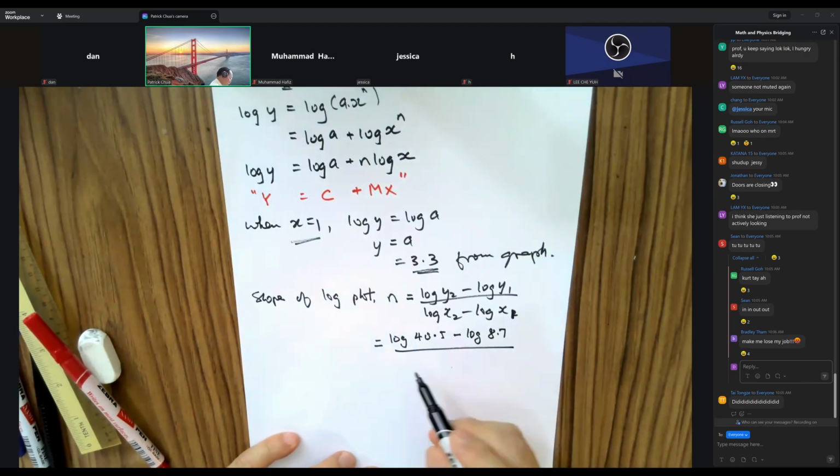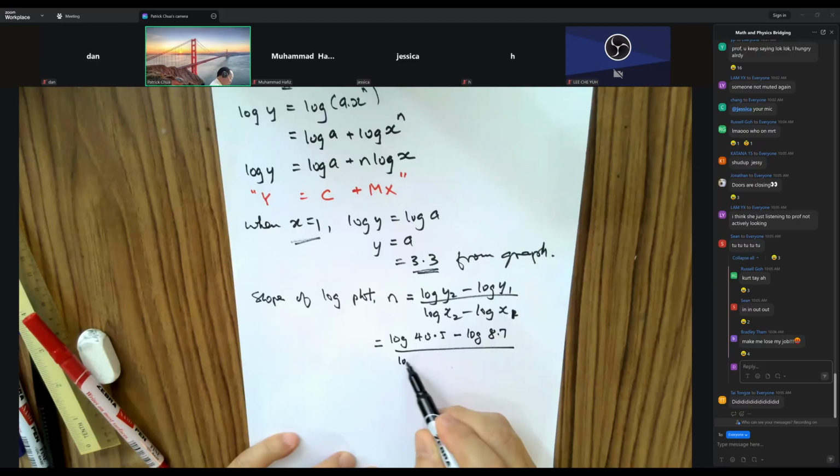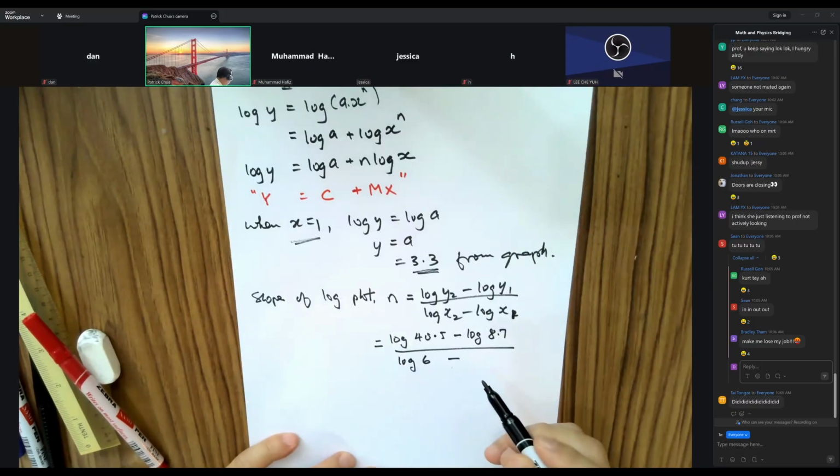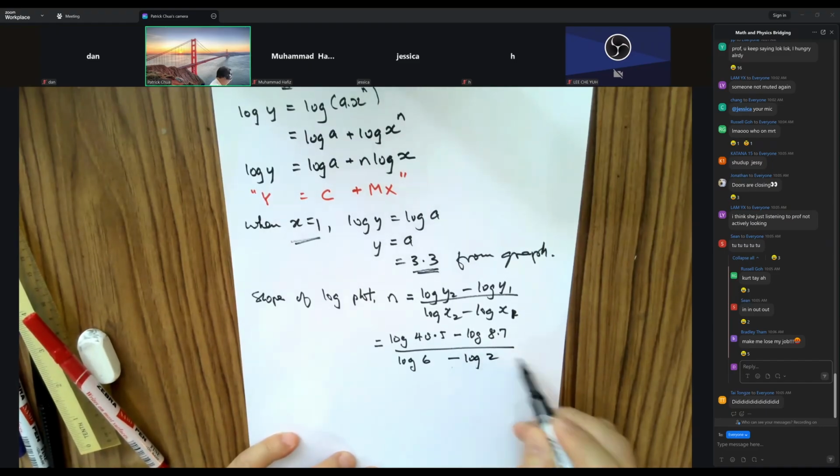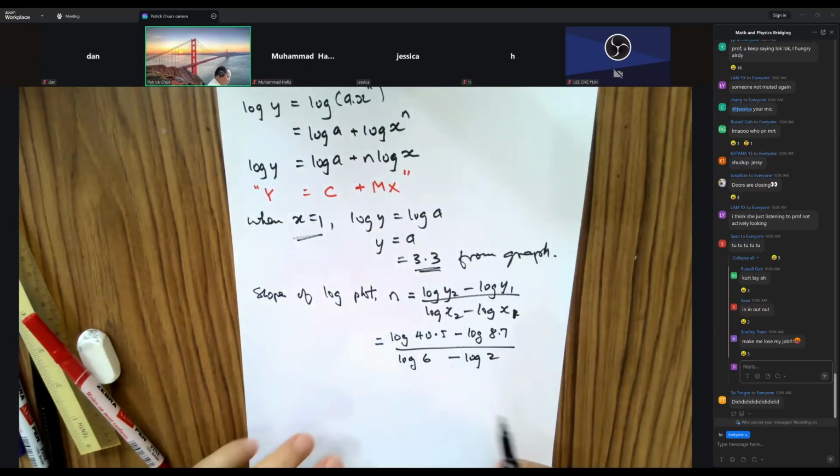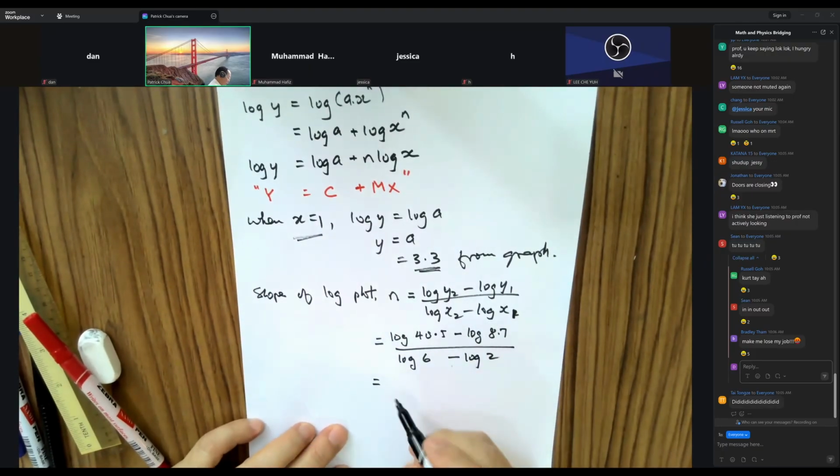Similarly, you look at the x value at point 2. What's the x value at point 2? It's about 6. And the x value at point 1 is about 2. So use your calculator, you get 1.39, which is approximately 1.4.